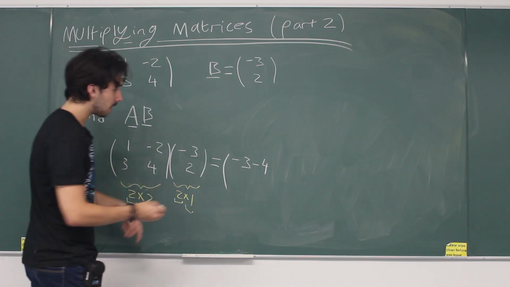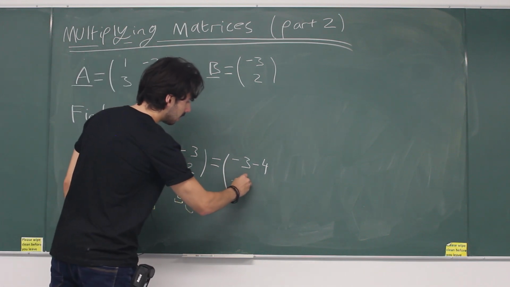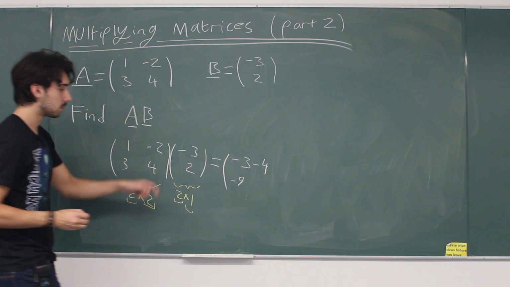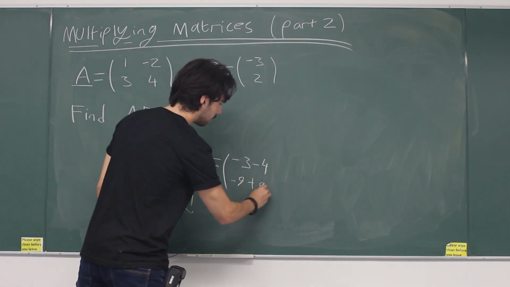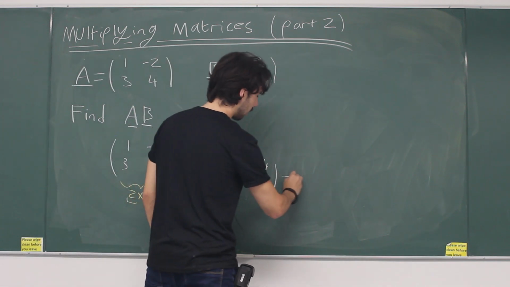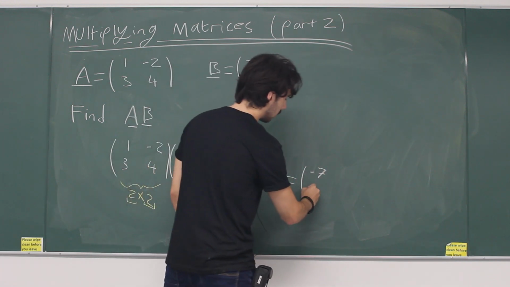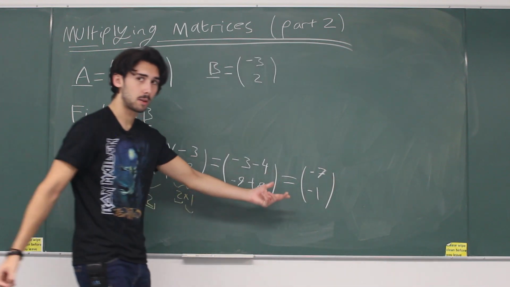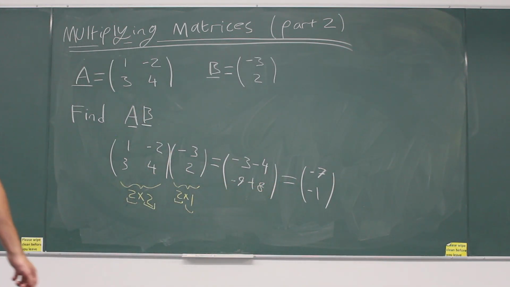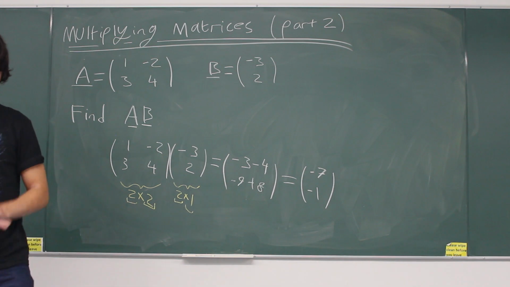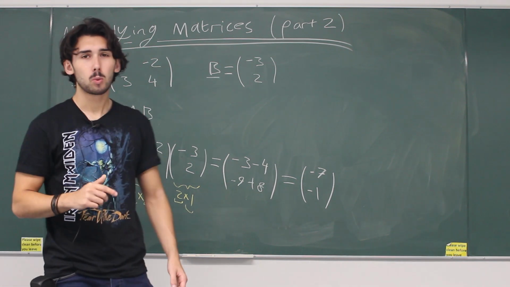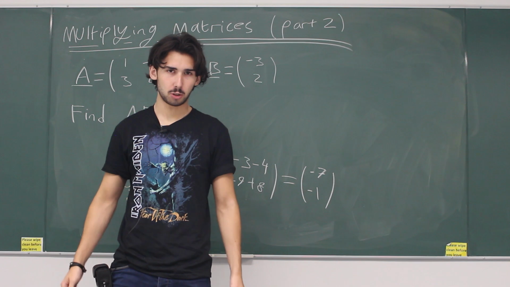So it's going to be 3 times -3, which is -9, plus 4 times 2, which is 8. Okay, and this is going to simplify to be -7, -1. That's the answer. Okay, guys, that is the gist of multiplying matrices. We're going to end the video up with one more monster question.